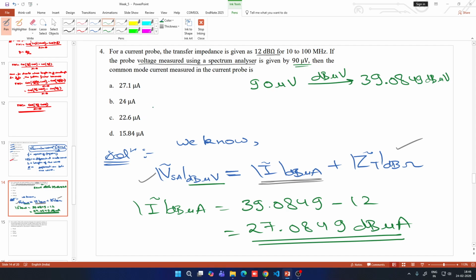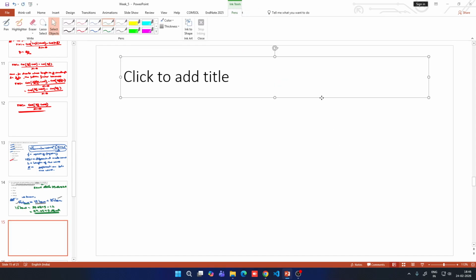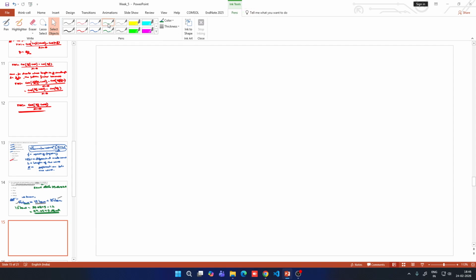Okay. Another thing is, all the options are given in microamperes, not in dB microampere, so again we have to convert it. So we'll move on to the next page. So what is here is, our solution is in dB microampere, which is 27.0849.